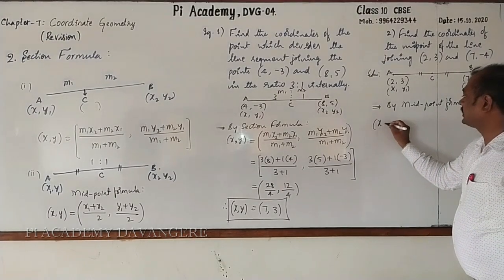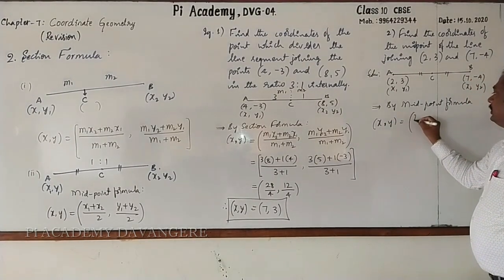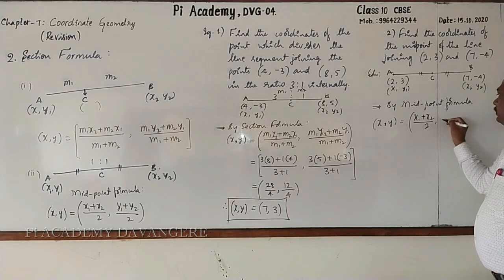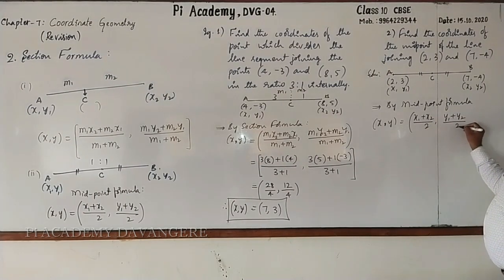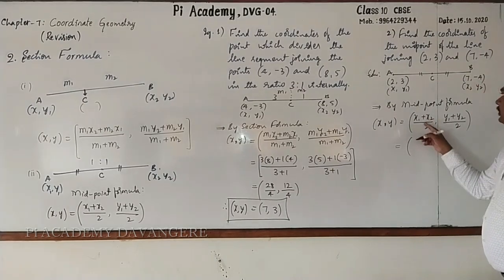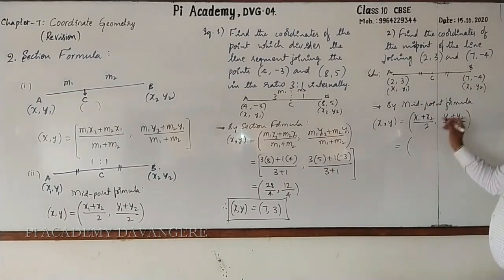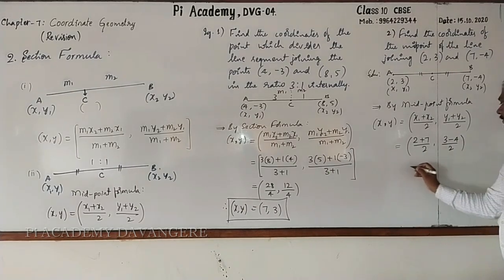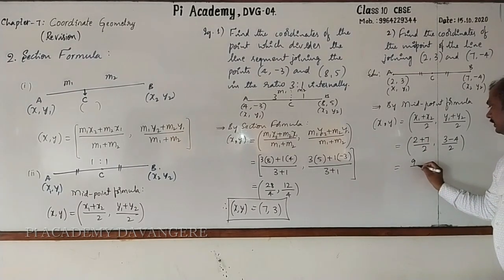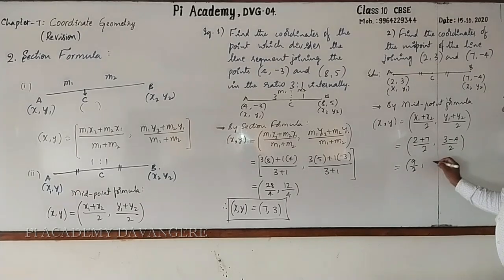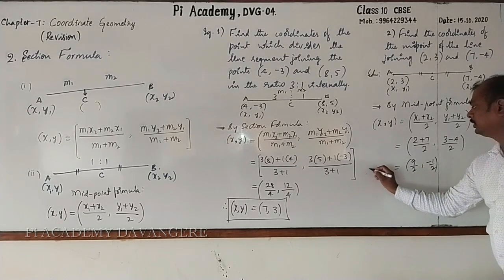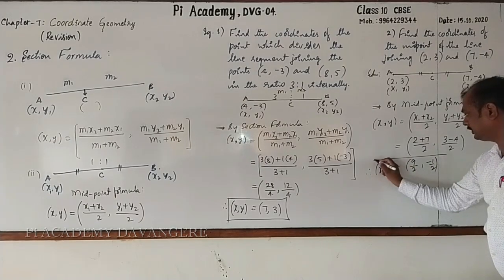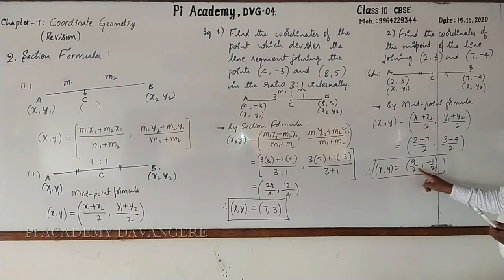It is x, y is equal to x1 plus x2 by 2, then y1 plus y2 by 2. What is x1 plus x2? It is 2 and 7. 2 plus 7 by 2. y1 plus y2, 3 minus 4, 3 minus 4 by 2. It's equal to 2 plus 7 is 9, 9 by 2. 3 minus 4 is minus 1, minus 1 by 2. Therefore, x comma y, nothing but the coordinates of the midpoint, is 9 by 2 comma minus 1 by 2. Followed?